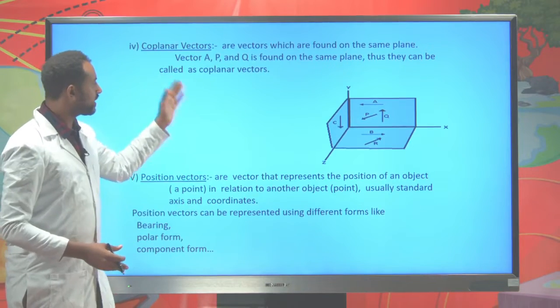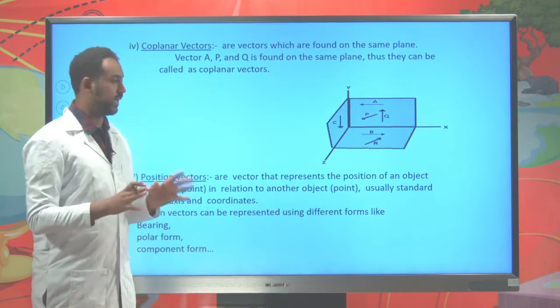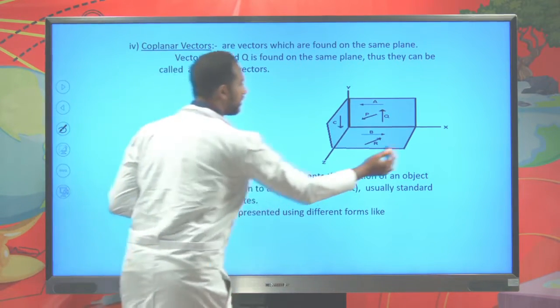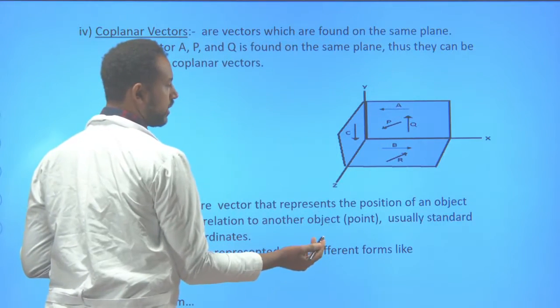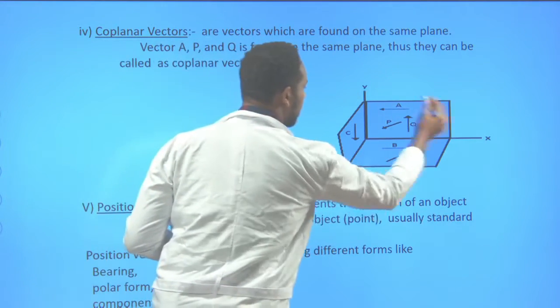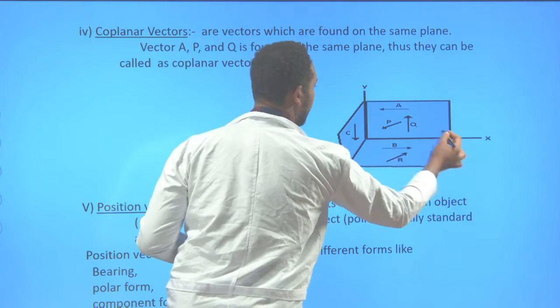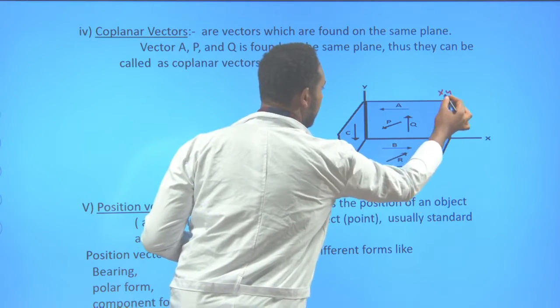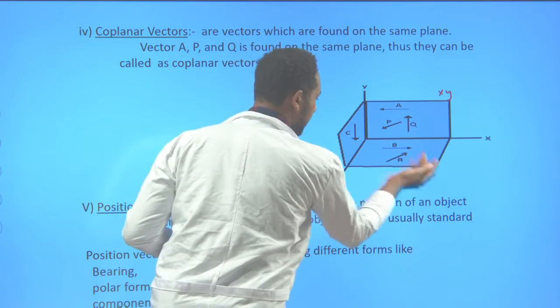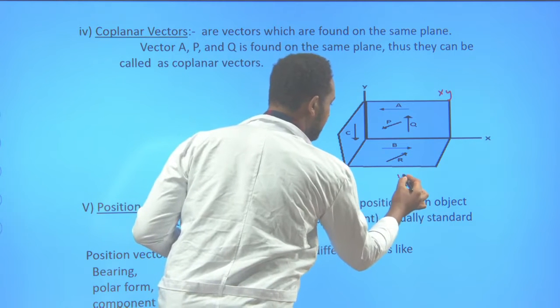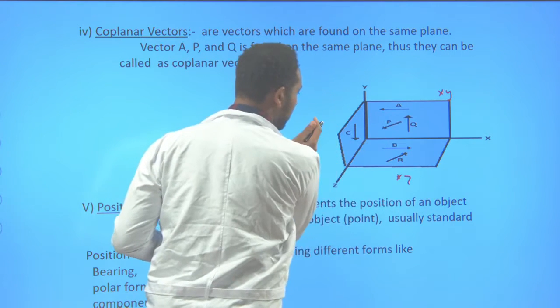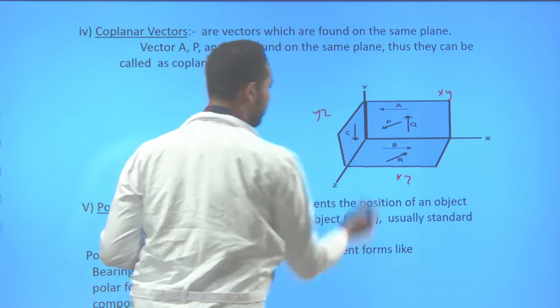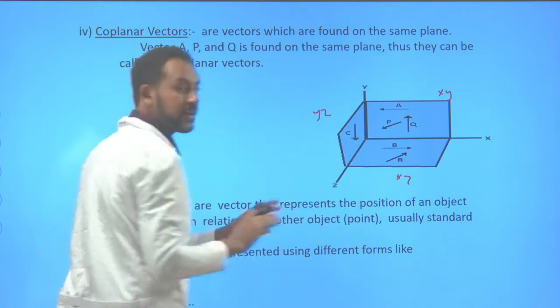Coplanar vectors are vectors which are found on the same plane. Here we have an x, y, z Cartesian coordinate system. On this Cartesian coordinate system, you might have an x, y plane, at the bottom an x, z plane, and on this side a y, z plane. On each plane we have different vectors.